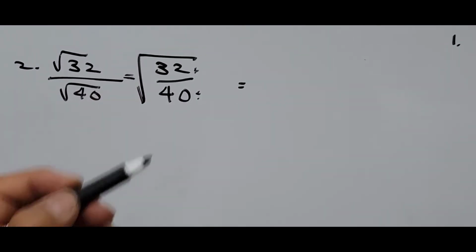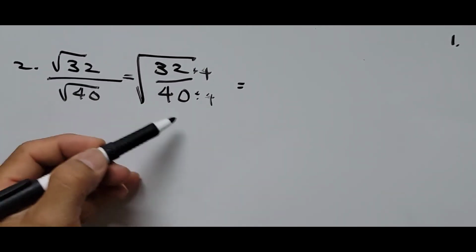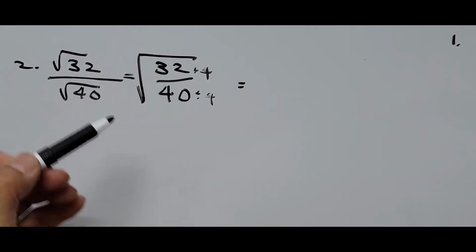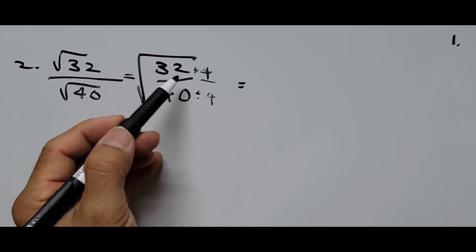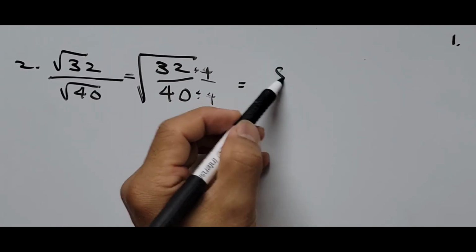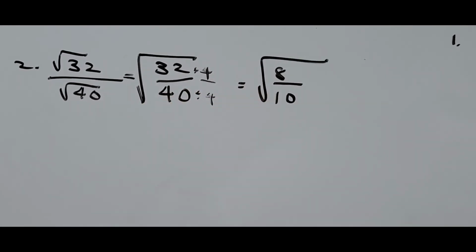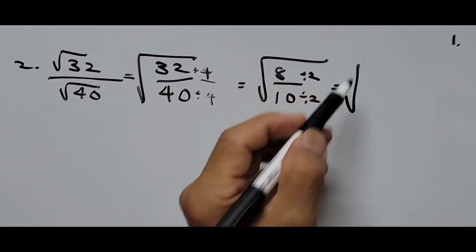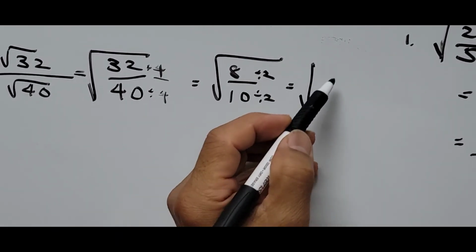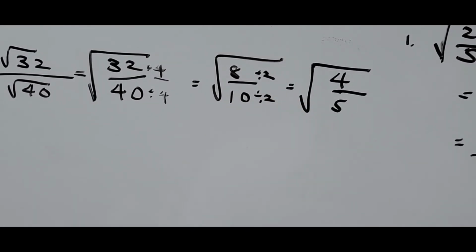We can divide this by 4. So the top and bottom divided by 4. It won't alter the quantity of the numbers in the radical, since 4 divided by 4 is 1. So 32 divided by 4 is 8, and 40 divided by 4 is 10. So that is square root of 8 over 10. And once again, we can still divide this by 2. So 8 divided by 2 is 4, and 10 divided by 2 is 5. So that's square root of 4 over 5.